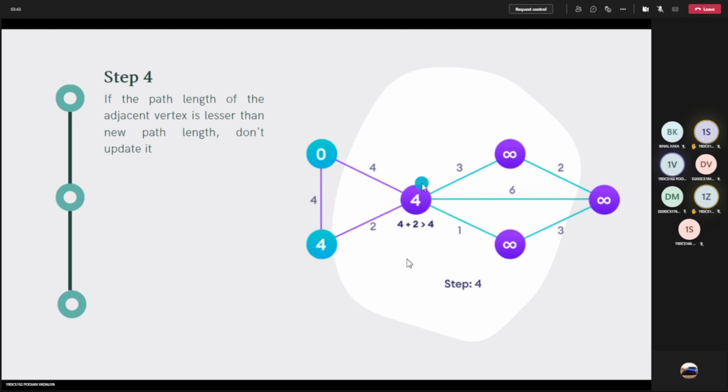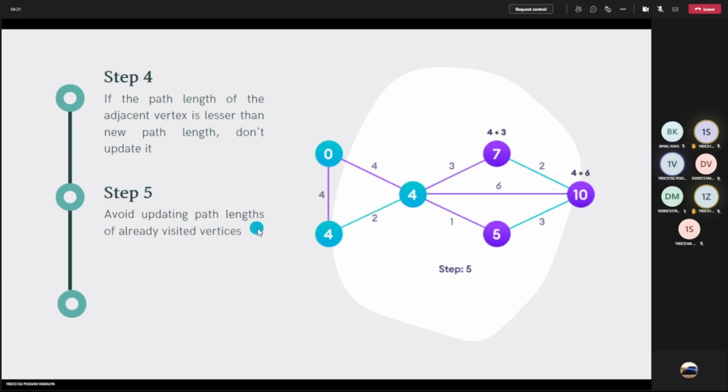Then we go to another, and we calculate again: if the neighboring node's path cost is less than the present cost, then we update it to the lesser cost. Like here, we can go from 0 to 4 directly with a cost of 4, and we can also go 0 to 4 and 4 to 4, which will be a cost of 4 plus 2, that is 6. As we can see, the cost 4 is less than 6, so we consider the direct path 0 to 4, and the cost would be 4.